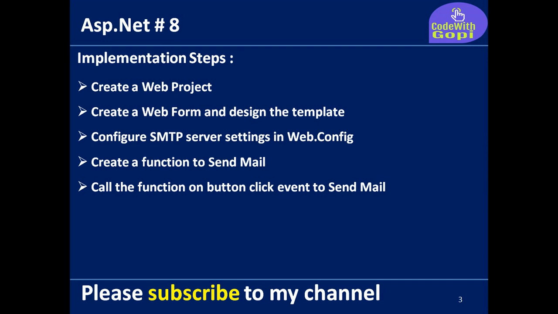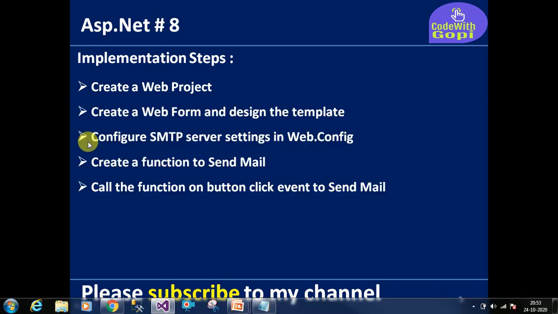Next step is we have to configure SMTP server settings in web.config. We are not entering manually, so we will configure in web.config. Whenever there is any change also, maintenance will be very easy, so that's why we are saving in web.config. From there we will read the SMTP server settings. Then we have to create a function to send mail. We have to call that function on button click event to send mail.